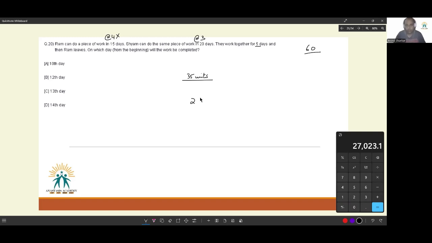Now 25 units will be done at the rate of 3, so it will take us 8.33 days. For the 5 days, two people together worked. Then for 8.33 days, Sham worked alone. So the total time taken is 13.33 days. So on which day will the work be done? The work will be done on the 14th day. When 13 is completed and the next day has started, then it is the 14th day, not the 13th day.